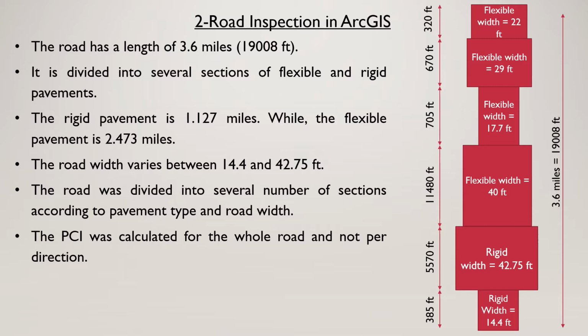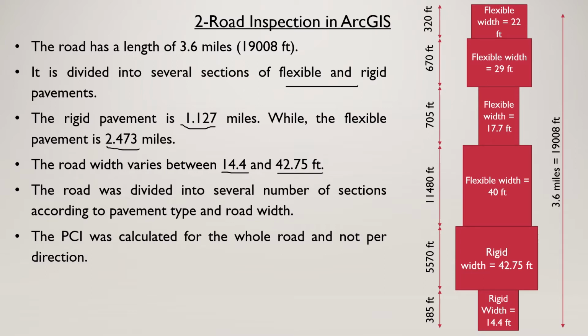Our road has a length of approximately 3.6 miles. It was divided into several sections of flexible and rigid pavements. The rigid pavement after inspection was 1.127 miles and the flexible pavements was 2.47 miles. The road width varied between 14.4 and 42.75 feet.